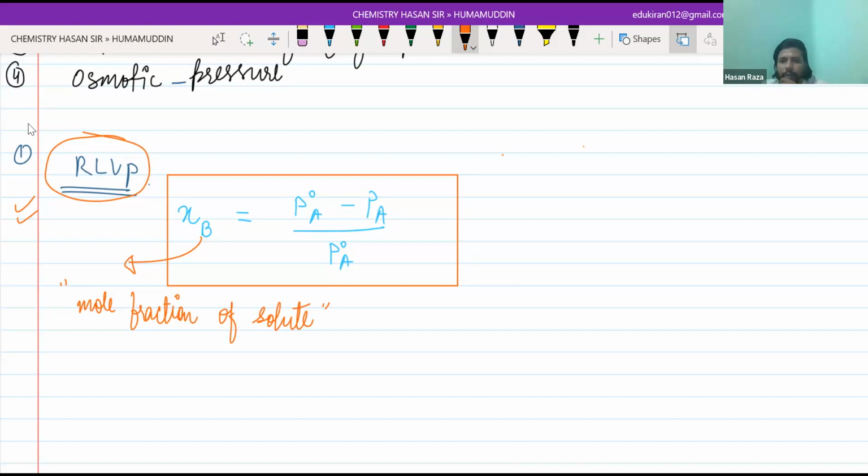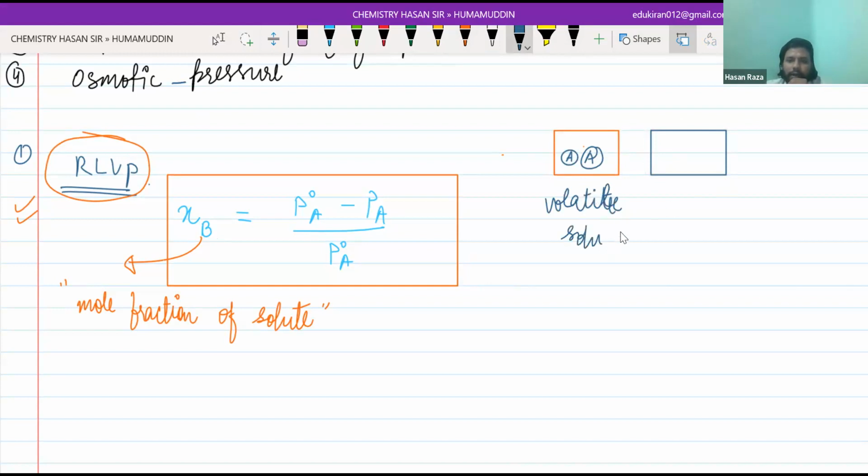And if you remember, I'm going to ask you a very easy question. There are two containers. This is your A, which is the volatile solvent, and this is your non-volatile solute. And now you are going to mix them in a bigger container.